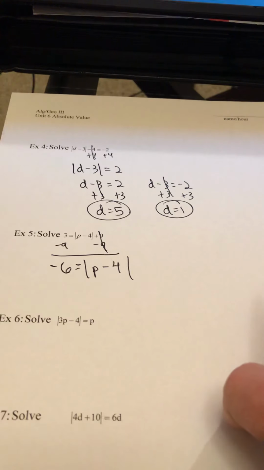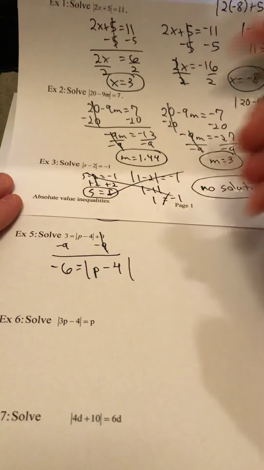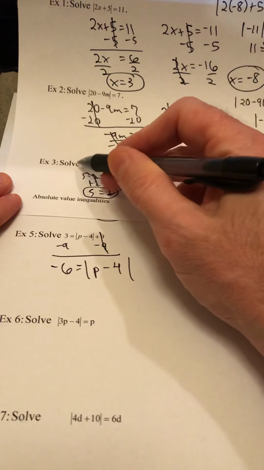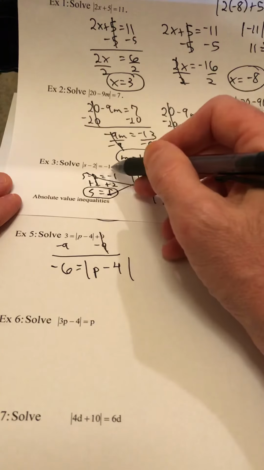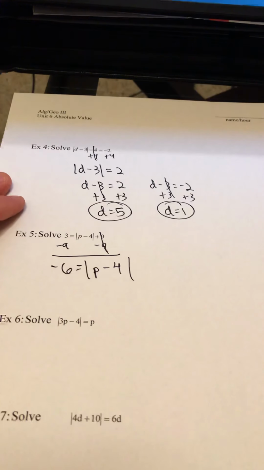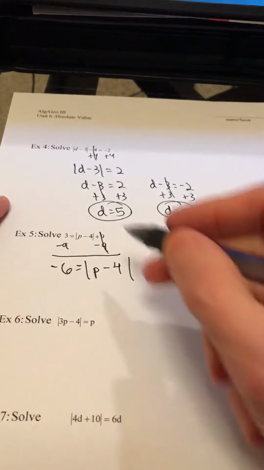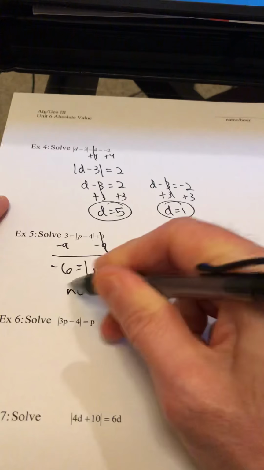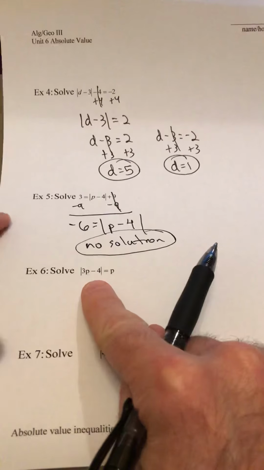Now, for this one, much like example 3, I'm just going to come back and put this directly above it. Example 3, we had an absolute value equal to a negative. Because absolute value turns everything positive, I cannot have absolute value equal to a negative 1. Right here, we now have an absolute value equal to a negative 6. Again, that is not mathematically possible. So this is no solution.